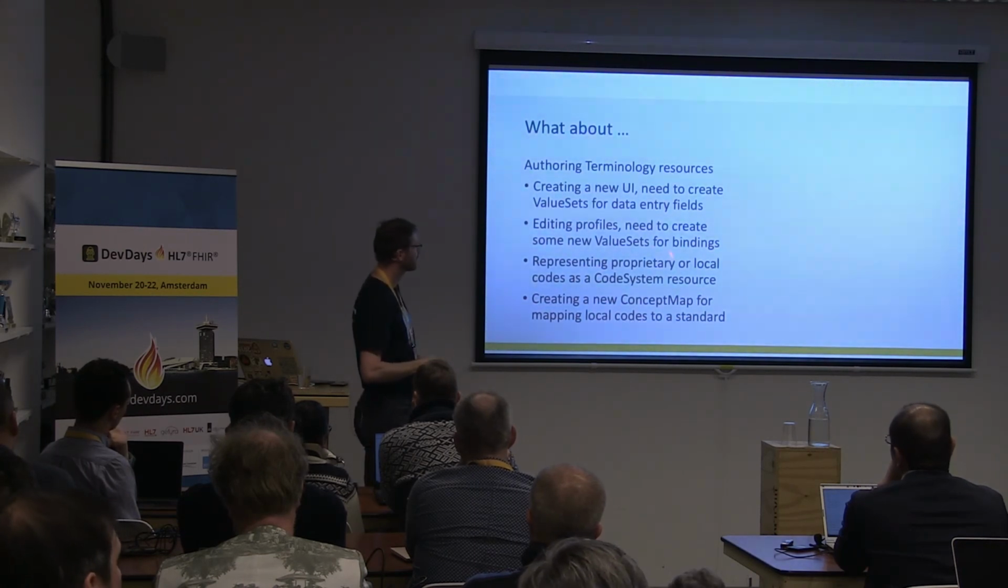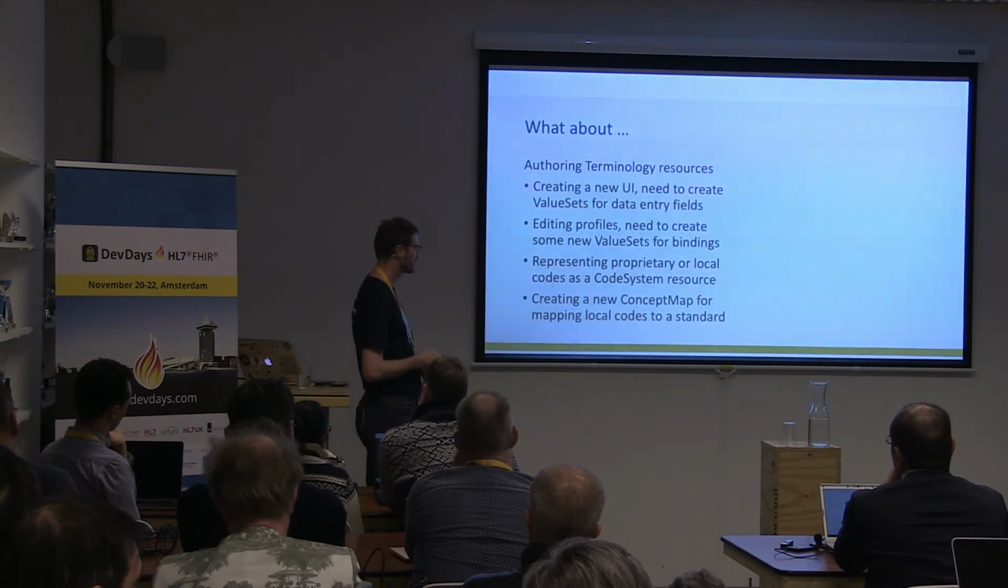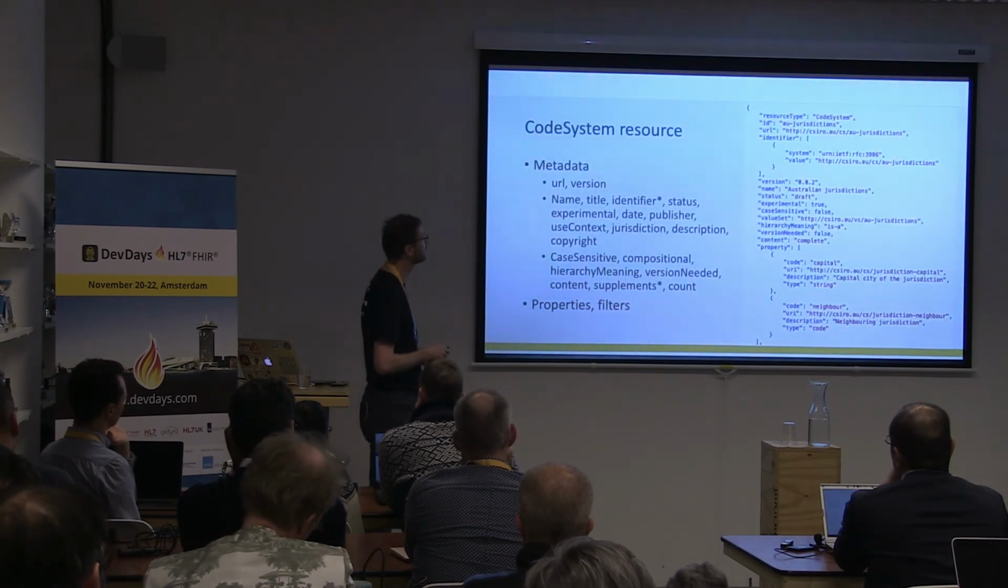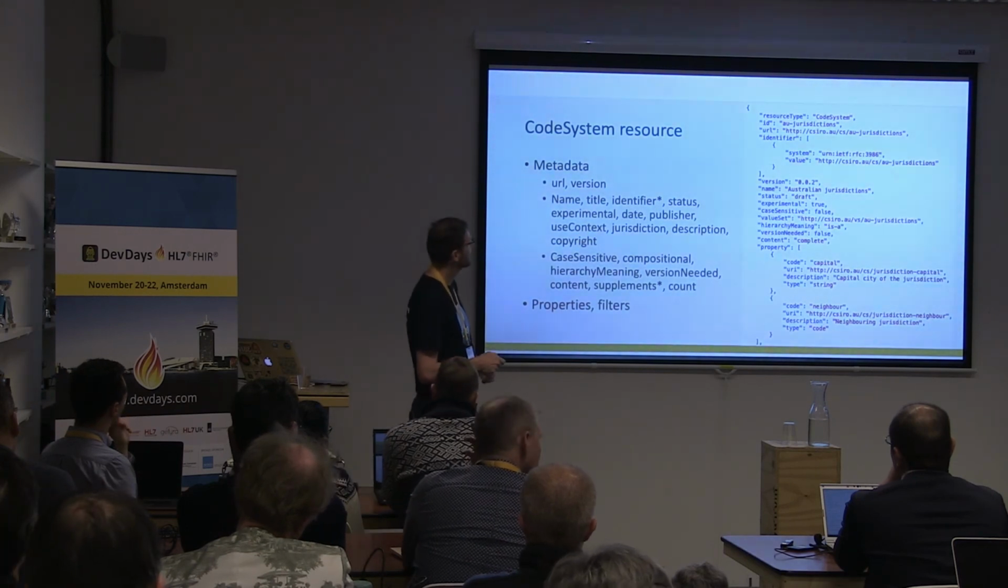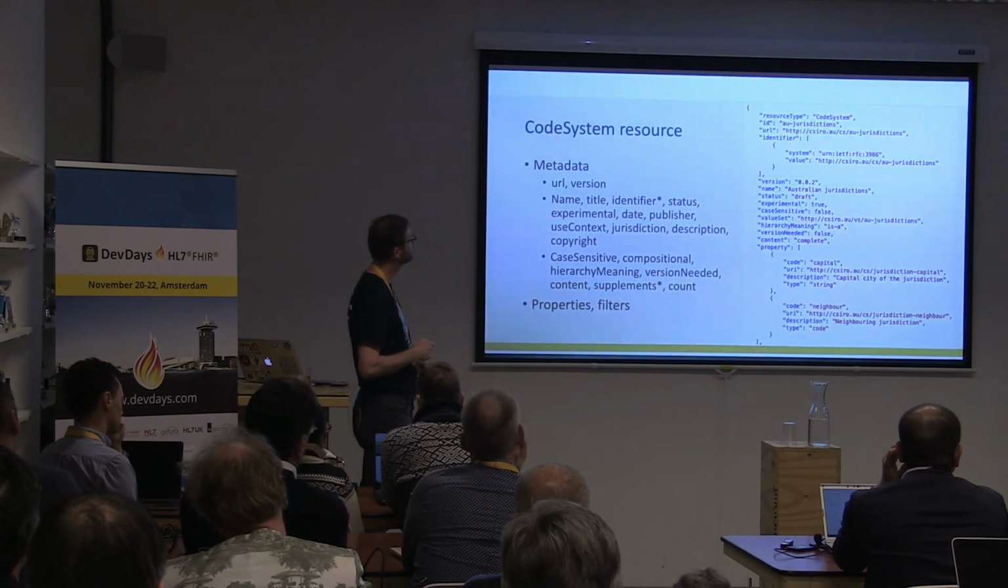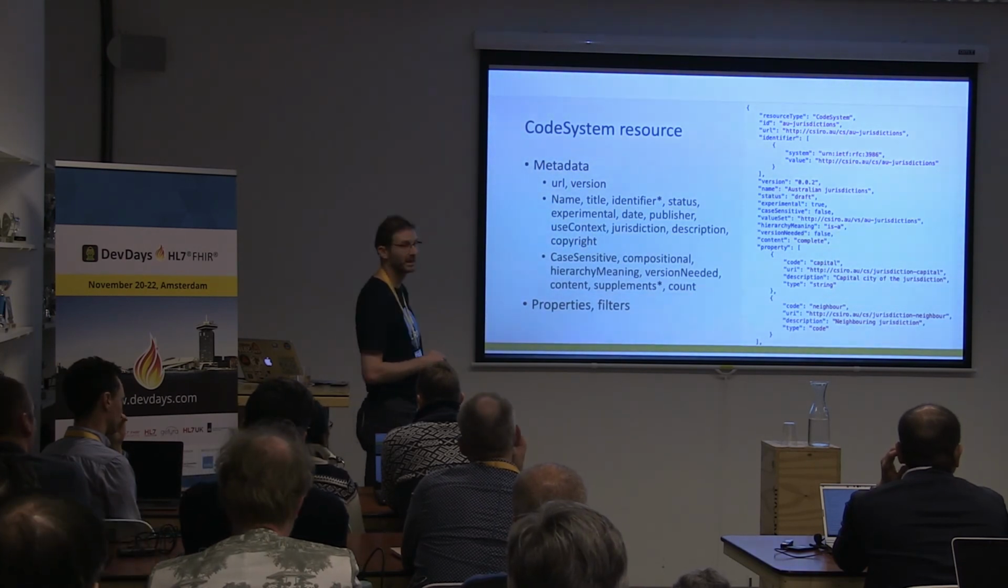So we can represent proprietary or local things as code system resources, and we can define concept maps for mapping between these. And I'll give a couple of quick examples. So this is a small example that I'll work through of a code system. A code system starts with a whole bunch of metadata.